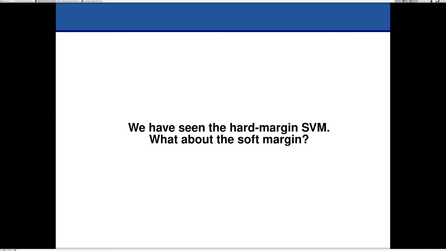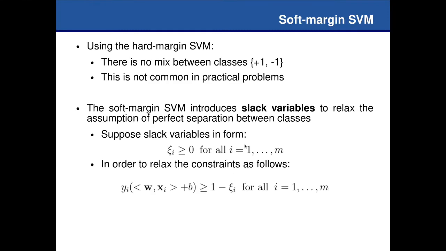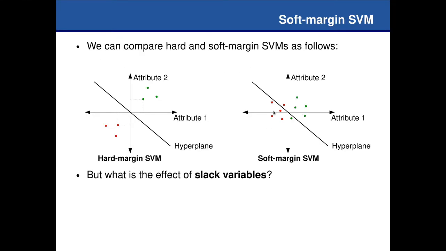Actually, in the previous videos, we discussed what is referred to as the hard margin support vector machine. The hard margin means that we have a perfect linear separability between the positive and negative examples. When we talk about the soft margin, the same doesn't apply. We've got some mixing.